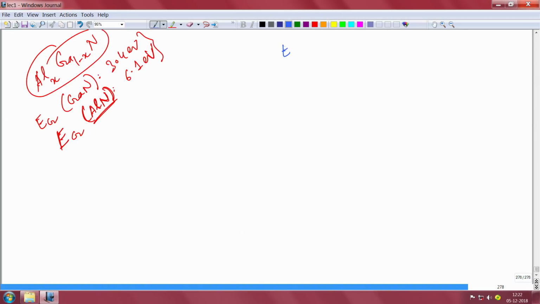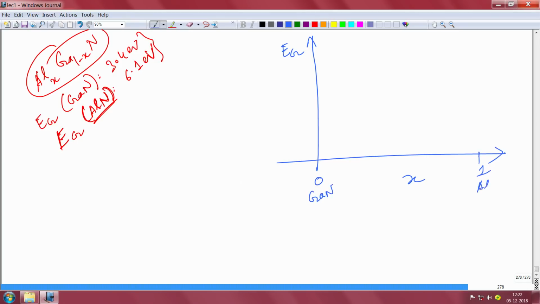What I mean to say is that if I plot band gap here and x here, then x equal to 0 will correspond to gallium nitride and x equal to 1 will correspond to aluminum nitride. So the band gap of gallium nitride is 3.4 eV, and the band gap of aluminum nitride is 6.1 eV. It will not go linearly like this, that is not going to happen. So you have to modify Vegard's law.